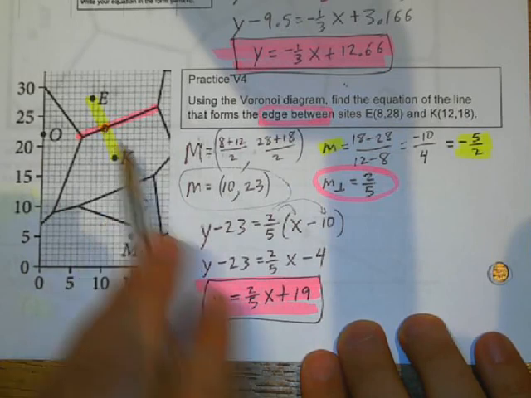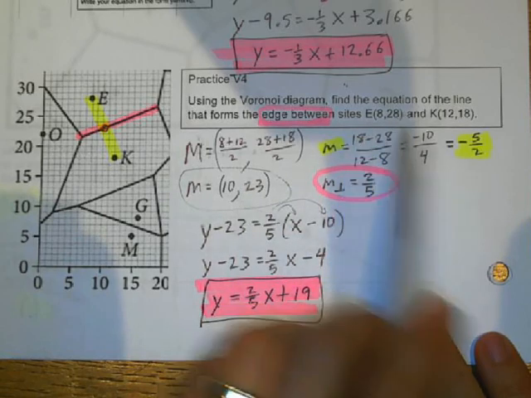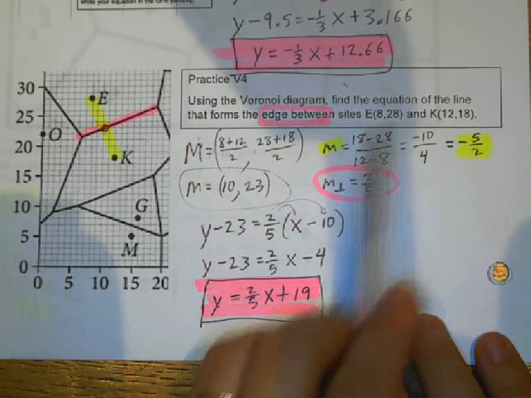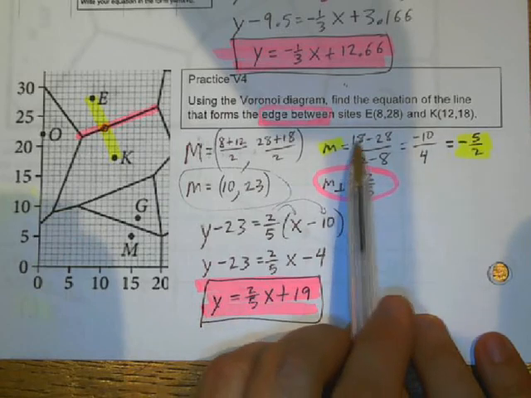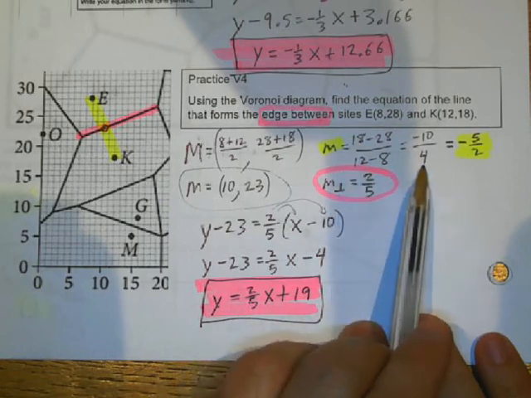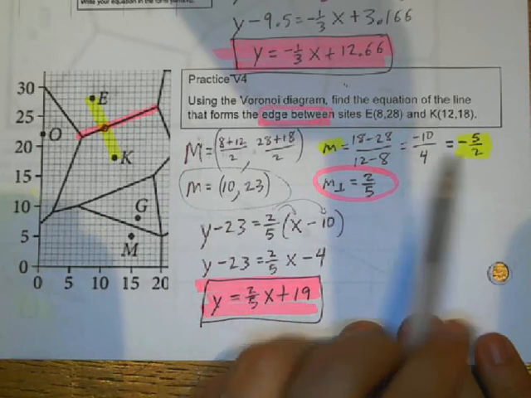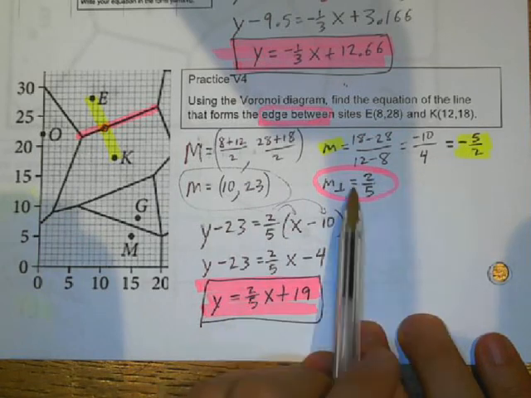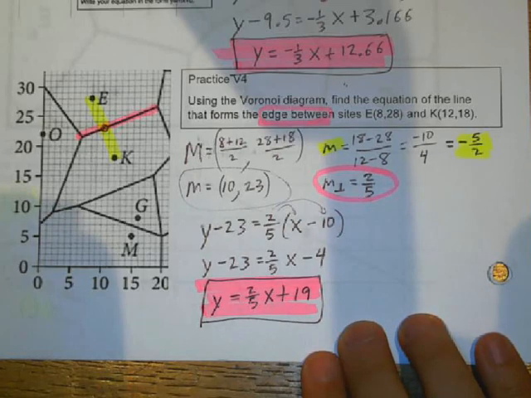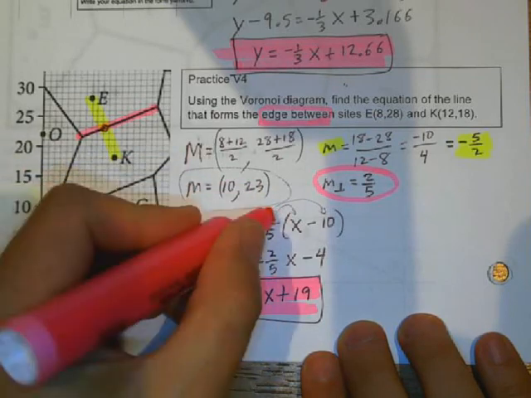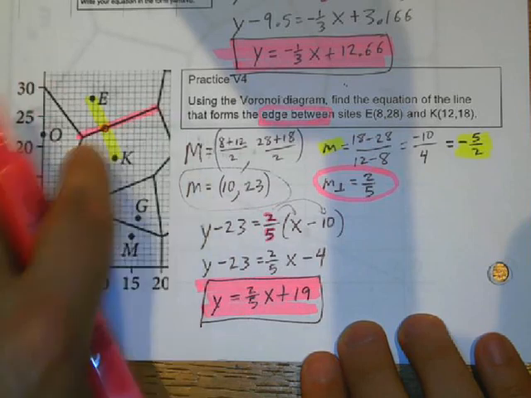Okay. So now I need to figure out the slope. So the difference of the y values, 18 minus 28, divided by 12 minus 8, and I end up with -10 over 4, which simplifies to -5 over 2. So my perpendicular slope, I'm going to change the sign so it's positive, and it's going to be 2 over 5. So now I put in my new slope, which is 2 over 5. That's the perpendicular slope. That's the slope for the pink line.